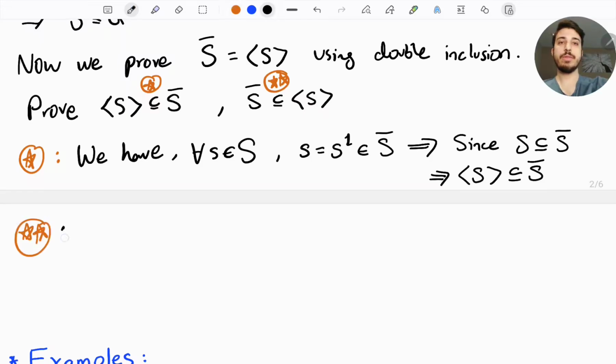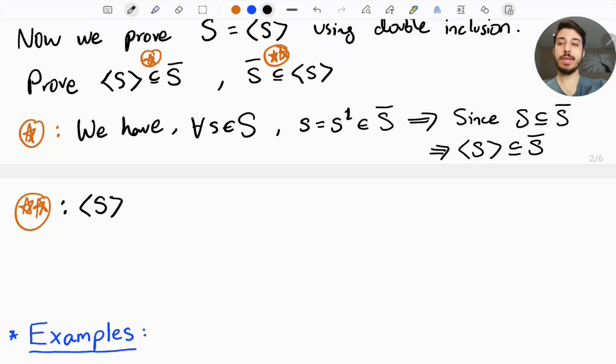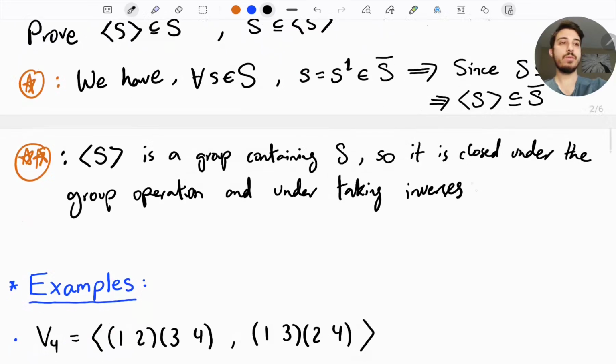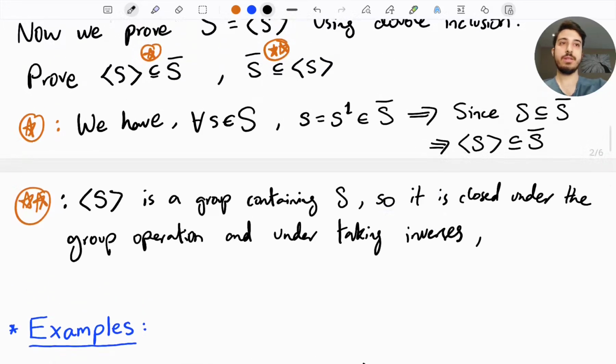The second part can be proven by noticing that the subgroup generated by S is a group containing S. So because it's a group, it is closed under the group operation and under taking inverses. Because it's closed under the group operation, we can take any product we want and it'll still be inside the subgroup generated by S. And because it's closed under taking inverses, we can take the epsilons to be -1 and that will be no problem. It'll still be inside the group generated by S.